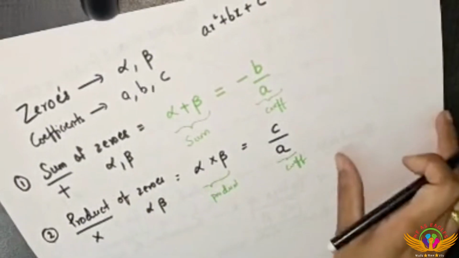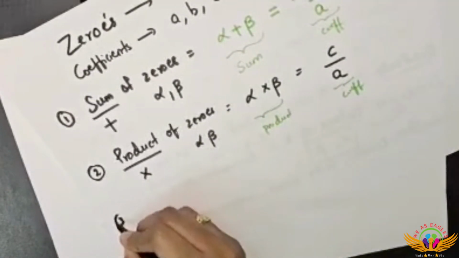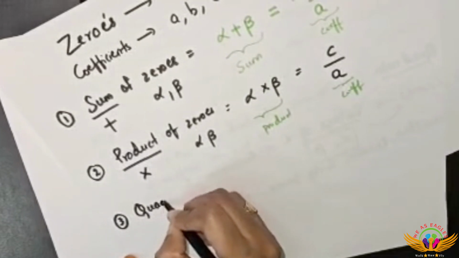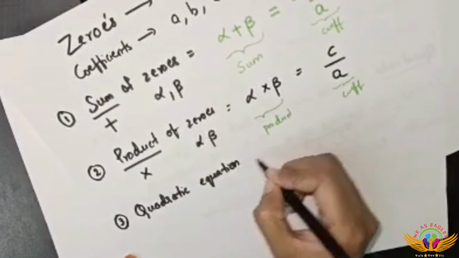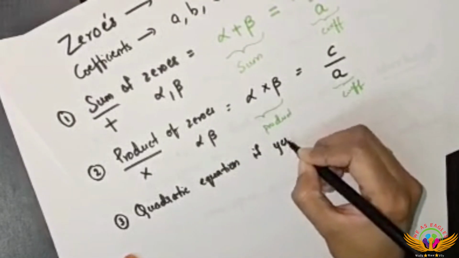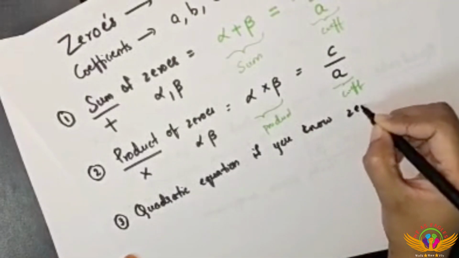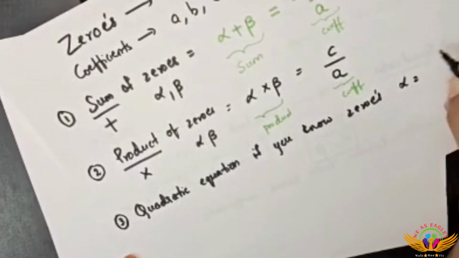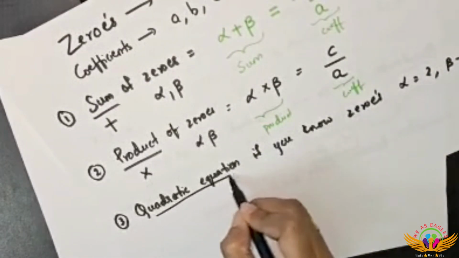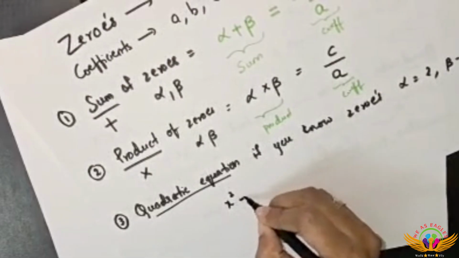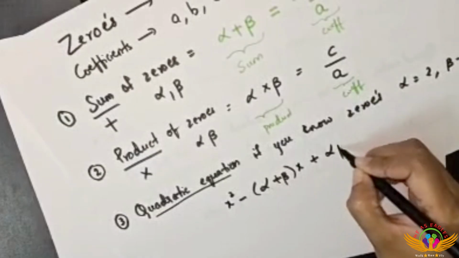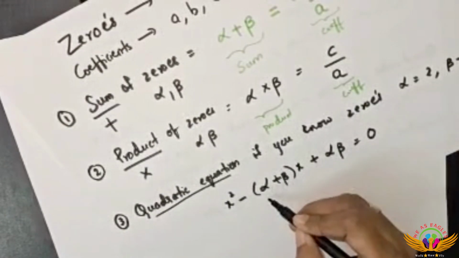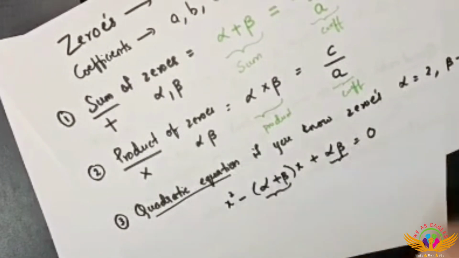And the last important formula is how to find a quadratic equation if you already know the zeros. If you know the zeros, say you know alpha as 2 and beta as 4, now you need to find the quadratic equation. How to find it? Here is the formula: x square minus (alpha plus beta) into x plus alpha beta is equal to 0. Sum of zeros, product of zeros.